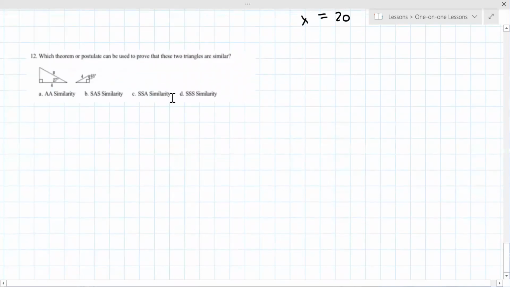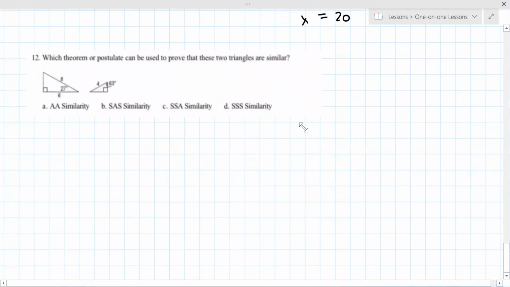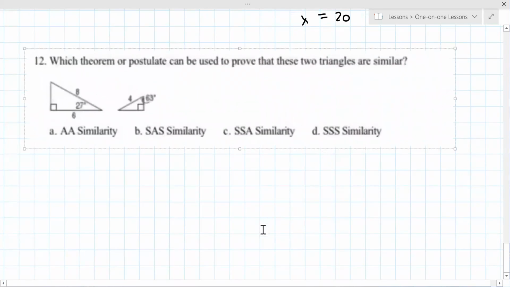Okay, so number 12: which theorem or postulate can be used to prove two triangles are similar? One of the things that might be good here is to cover which ones are possible to be used. You can definitely use angle-angle, and you can definitely use side-angle-side. And then I'm pretty sure you can use this one. This one I don't believe you can use.